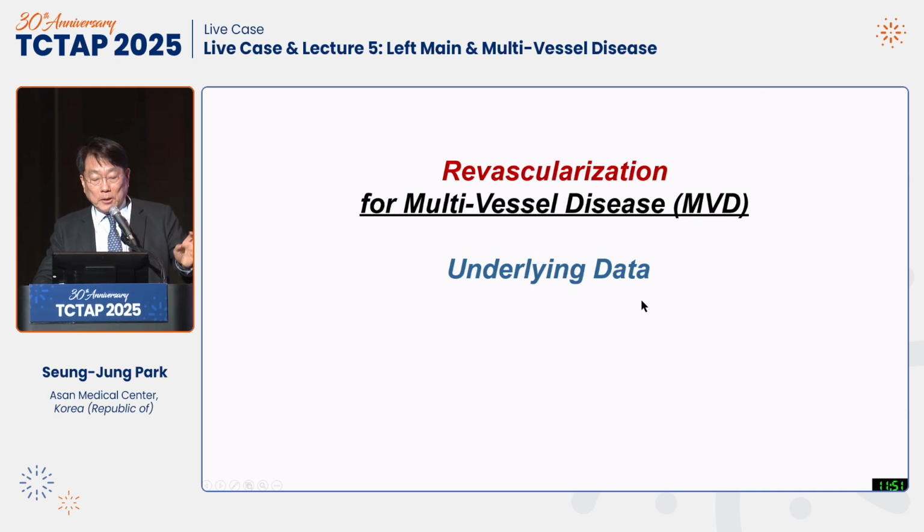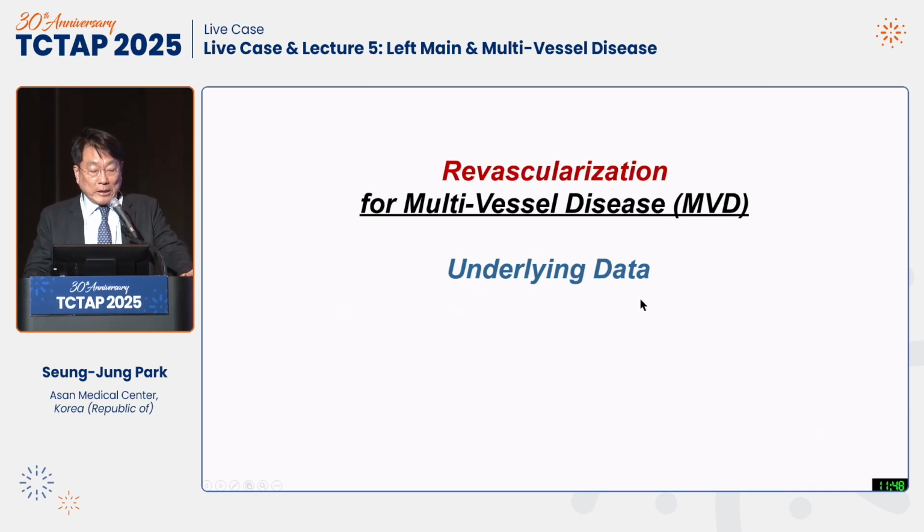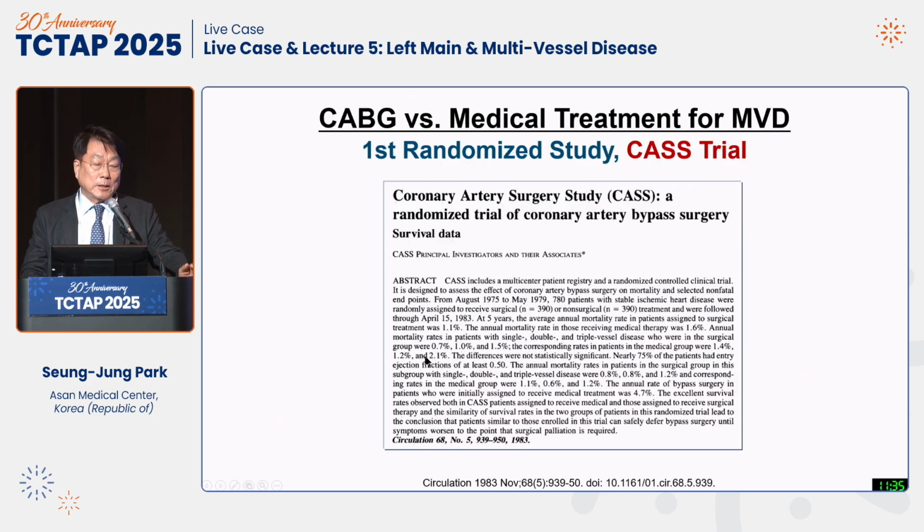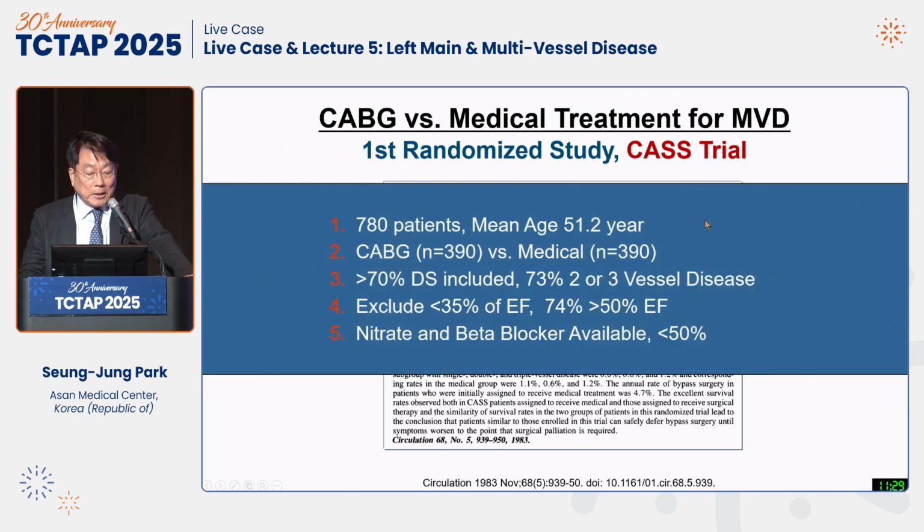If you look at the underlying data, revascularization for multivessel disease is actually based on relatively old trials, right? Look at this, 1983, 2000. Meta-analysis, recent ones, CASS, STICH, CARDia, VERY DEEP, FREEDOM, SYNTAX, even BEST trials. The CASS trial was almost the first randomized study, bypass surgery versus medical treatment.